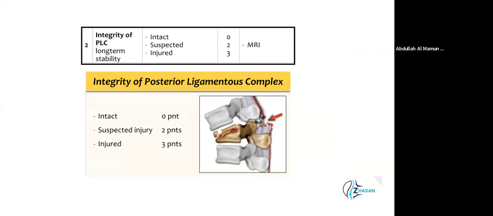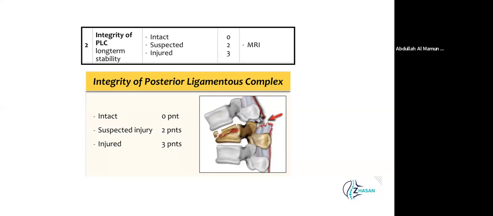It gives the long-term stability. You can read a line in the Apley that the bony injury is healed, but the ligamentous injury won't heal. It is written almost 3 or 4 times in the spine chapter. So the PLC, if it is intact, is 0; if suspected, then 2; and if injured, it is 3. It can be delineated by MRI.